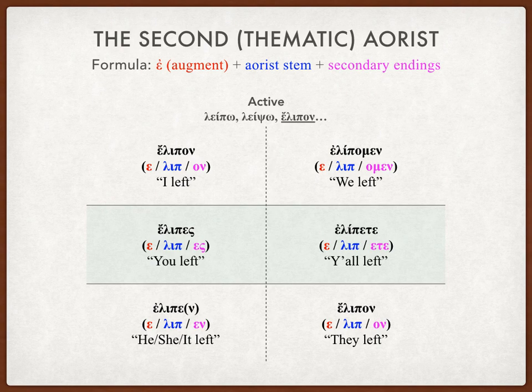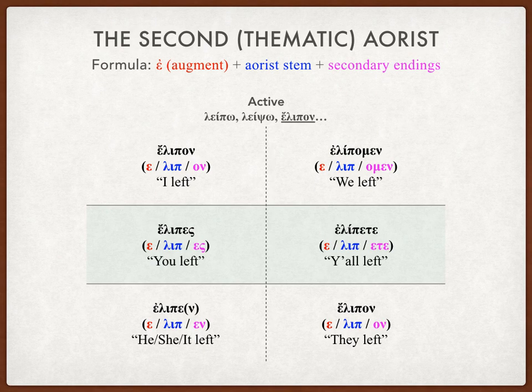The second person singular, you left, starts with my augment, epsilon, my aorist stem lip, and the second person singular ending s for you. When I put them together, I get elipes, you left. Third person singular, same formula. Start with your augment that's in red, aorist stem lip, that's in blue, and in the magenta color the ending n, the nu can sometimes drop off, which is he, she, or it left, elipen.